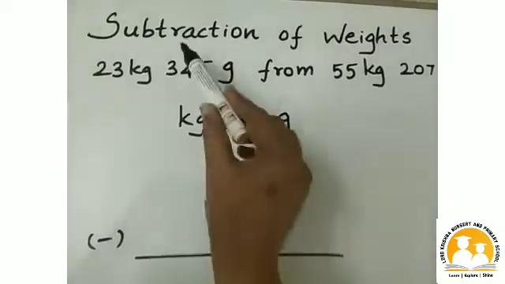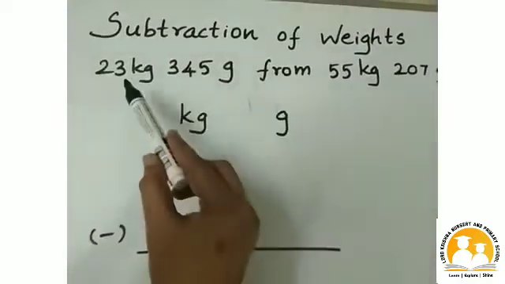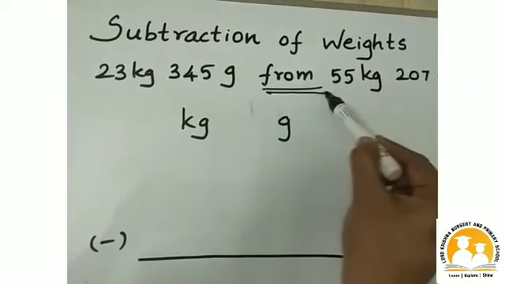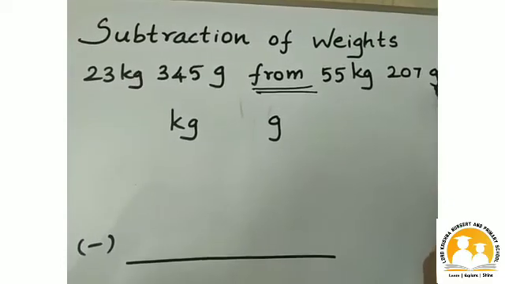Now let us understand the subtraction of weights. You're going to subtract 23 kilogram 345 gram from 55 kilogram and 207 gram.